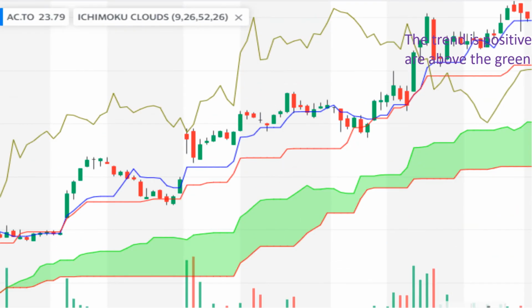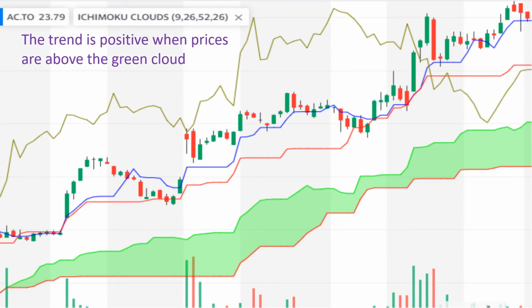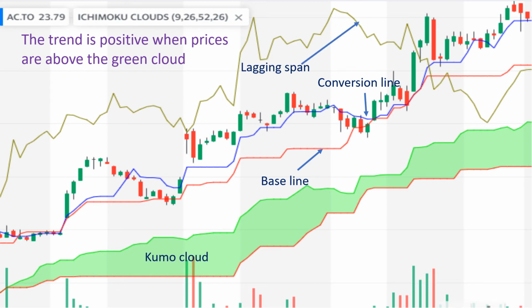This is the price trend, and the trend is positive when prices are above the green cloud. This is the conversion line, indicated with a blue color. That is the baseline, indicated with the red color. This is the Kumo cloud, and since the Kumo cloud is green, it means that the trend is upward.